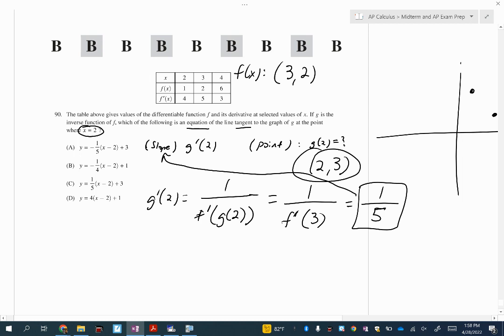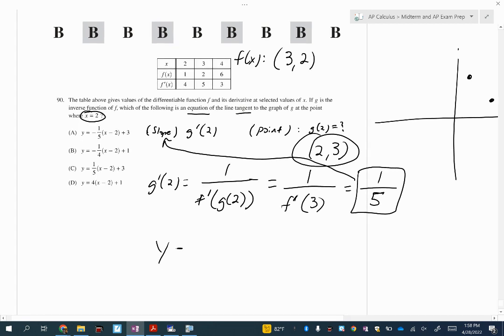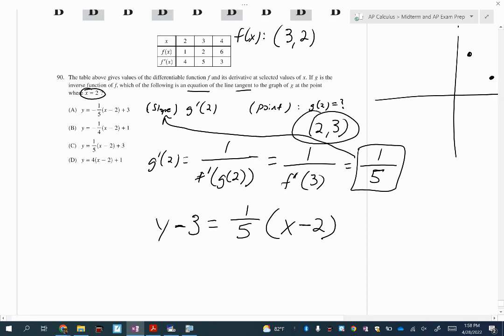So now back to your days in algebra. If we have a slope and we have a point, we have enough information to write our equation in point-slope form. So y minus 3 equals 1/5 times (x minus 2). That's the answer. You'll notice that all the answer choices have moved over the value next to y. So what do I need to move over? The minus 3, by adding. So the answer is going to be C.